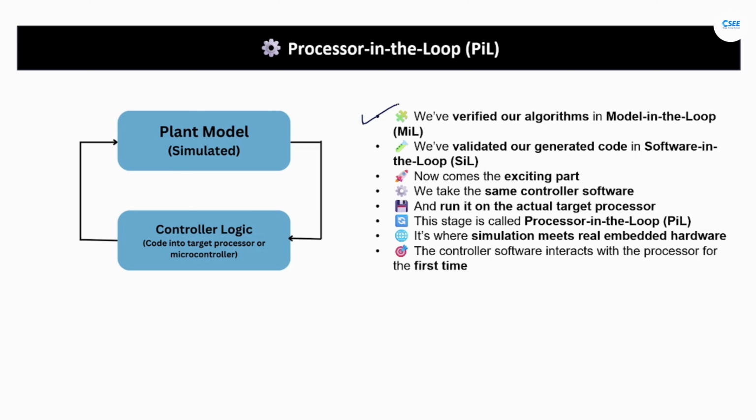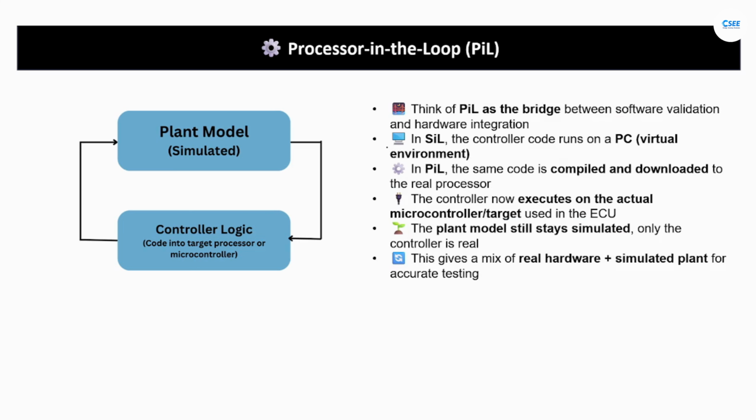So we have verified our algorithms in model in the loop (MIL) and validated our generated code in software in the loop (SIL). Now comes the exciting part: taking that same controller software and running it on the actual target processor. This is the processor in the loop (PIL) stage, where simulation meets the real embedded hardware for the very first time. You can think of PIL as the bridge between software validation and hardware integration.